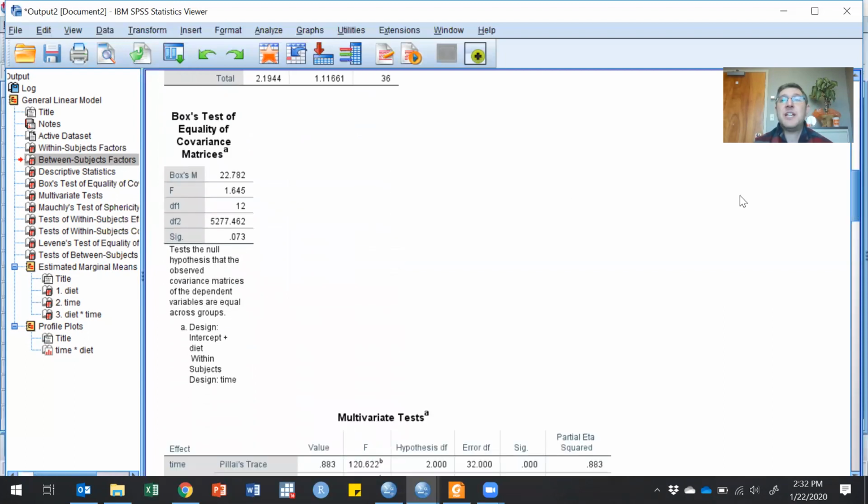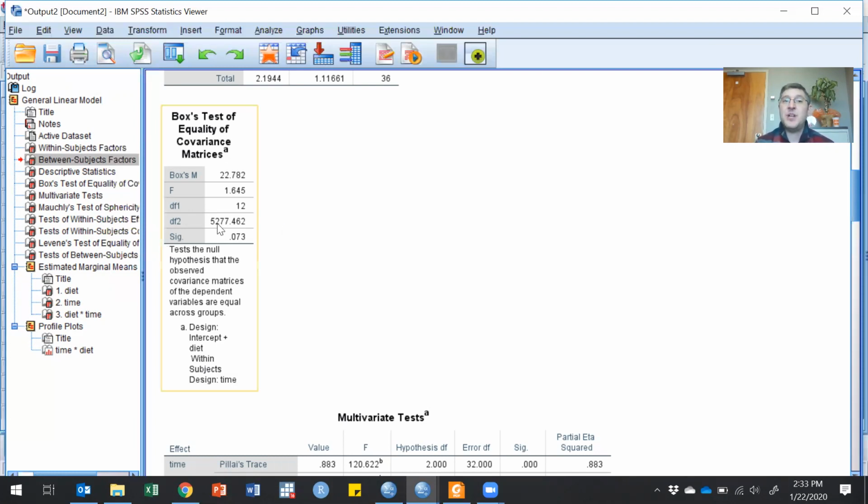The first thing we see after the descriptive statistics is this Box's test of equality of covariance matrices. This test tests that assumption, the homogeneity of covariance matrix assumption, basically that the covariance matrices of the dependent variables are equal across groups. And this is another one of those tests where we want to fail to reject the null hypothesis, because the null hypothesis is that we're meeting the assumption that the covariances are equal.